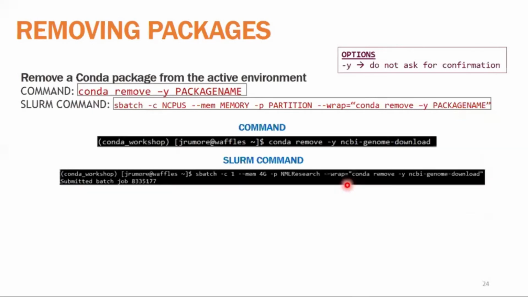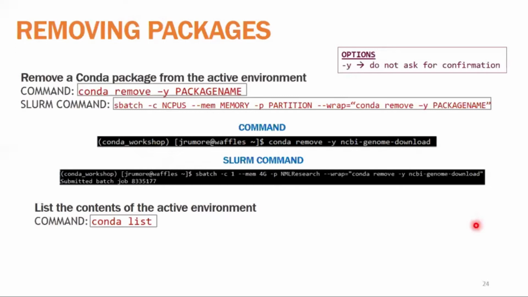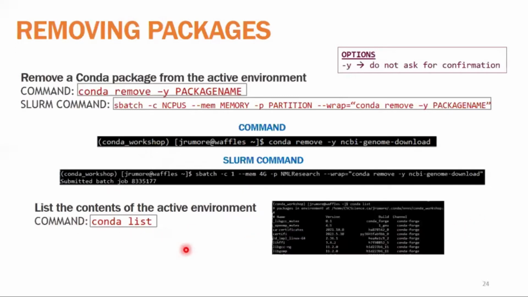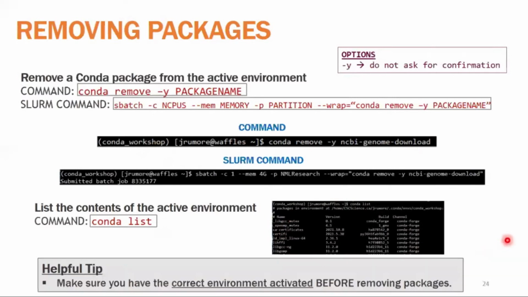So in the example shown in the slide for both, again, the basic and the SLURM command, I'm removing the NCBI genome download package from the conda workshop environment. To verify the package has been successfully removed, you can list the contents of the active environment from which the package was removed using conda list. In this example, we can see that the NCBI genome download package is no longer present in the conda workshop environment. And again, as a helpful tip, just make sure you have the correct environment activated before removing packages.